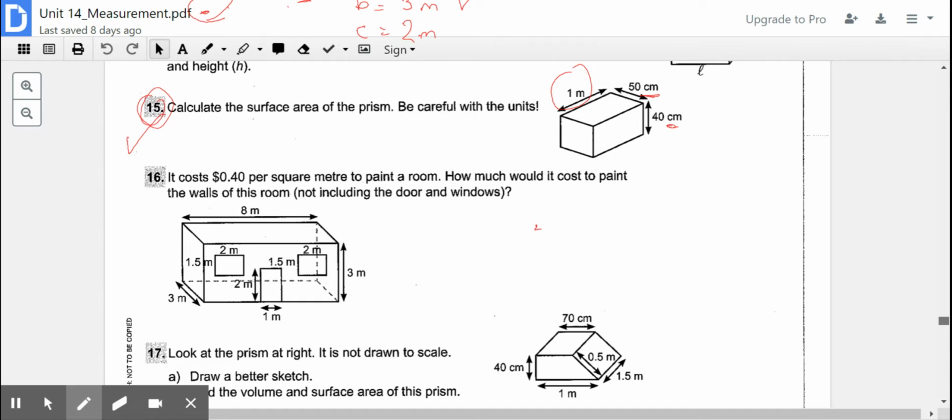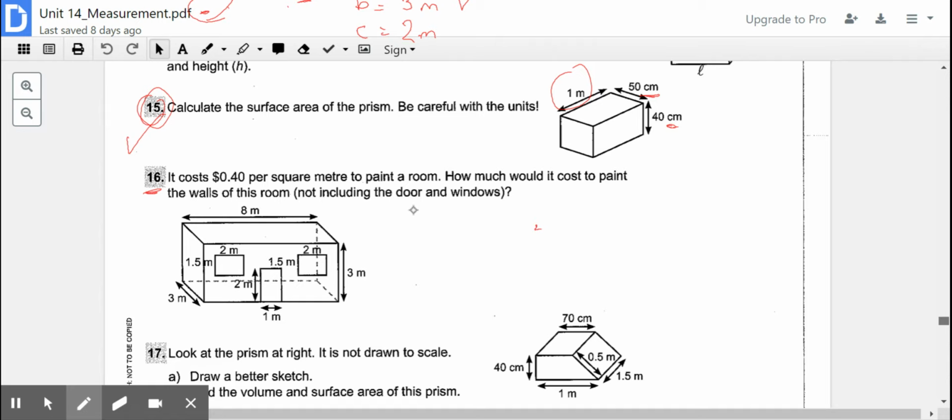Number 16. It costs 40 cents per square meter to paint a room. How much would it cost to paint the walls of this room, not including the doors and the windows? Ooh, this one looks like a good one too. This one's a little bit more challenging. This is like something you would likely see on the provincial achievement test. It's a multi-step problem. So let's break it into steps.